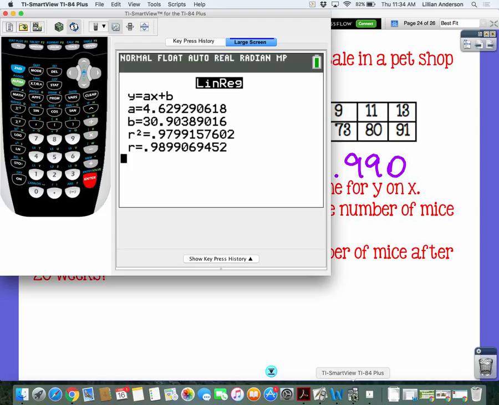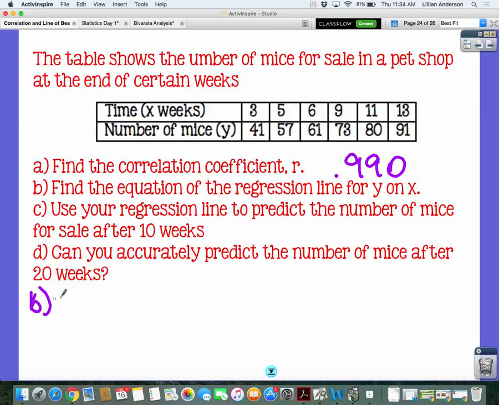It's right here. A represents your slope, so you'll use 3 significant figures, and b represents your y-intercept, and you'll use 3 significant figures there. All you gotta do is write it, okay? X stays x, y stays y, because it's an equation. So our answer for b, if I round a and b to 3 significant figures, will be y equals 4.63x plus 30.9. And that's our answer for b. That is the equation of our regression line. Simple enough, yeah?